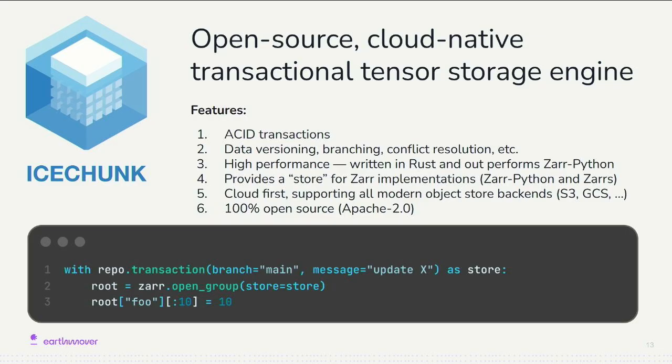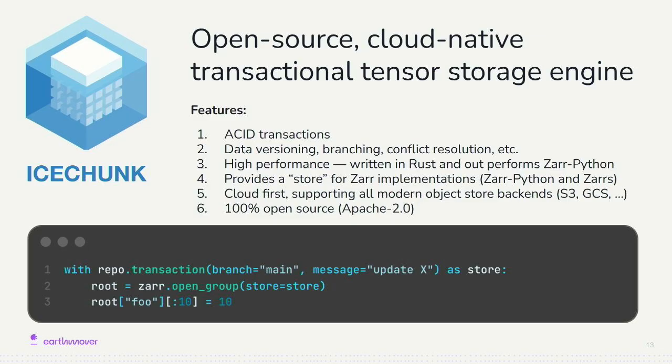Along with these ACID transactions comes data versioning, branching, conflict resolution, many of the same things you get with Git. It's written in Rust. We get a nice performance boost on top of ZAR just by using this.